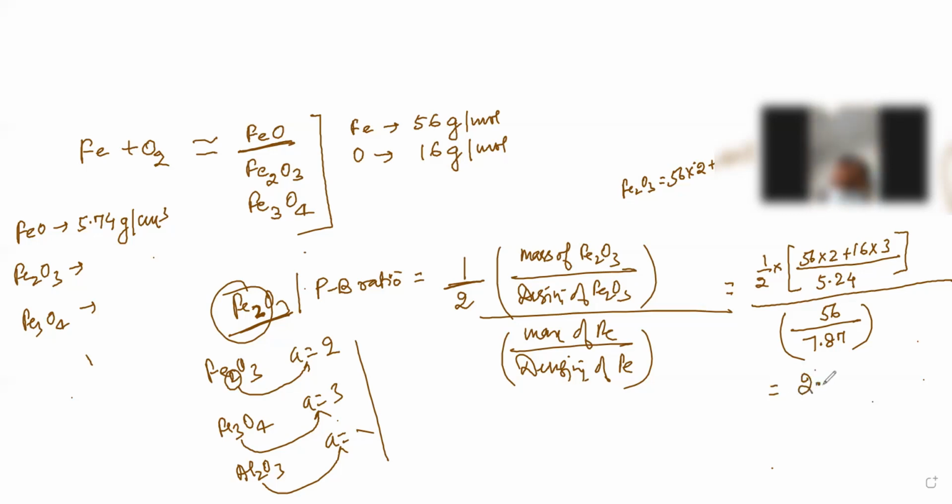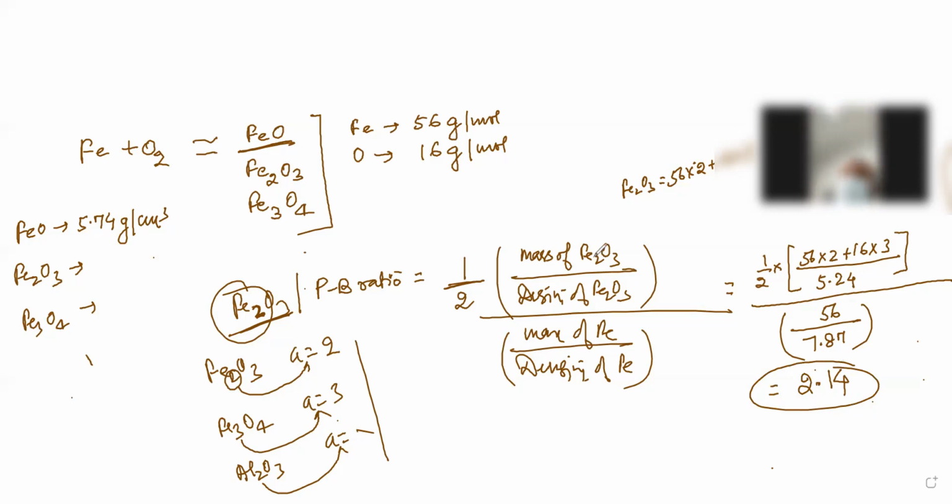So the value of this is 2.14. Oh, not protective. Yeah, not protective. Fe2O3, non-protective. Okay.